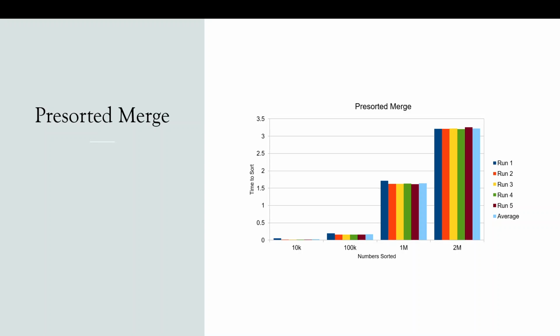10K took an average of 0.0242 seconds. 100K took an average of 0.1692 seconds. 1 million took an average of 1.6426 seconds. And 2 million took an average of 3.2208 seconds. That's very similar to what it took with its random data, and I'll tell you why in just a second.